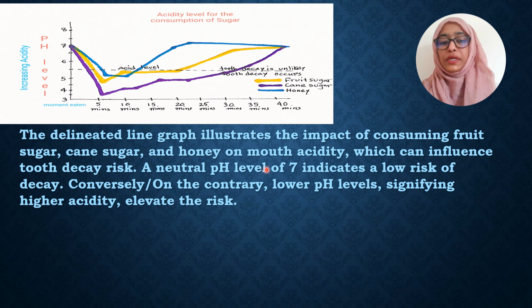A natural pH level of 7 indicates a low risk of decay. This natural 7 is where every line starts. This is actually showing the natural pH level of our body, which indicates a low risk of decay. But when it starts dropping, the chances of decay will increase.